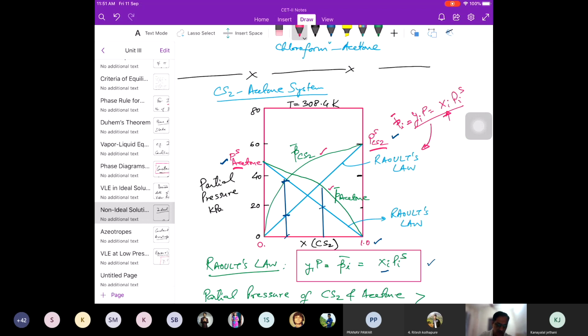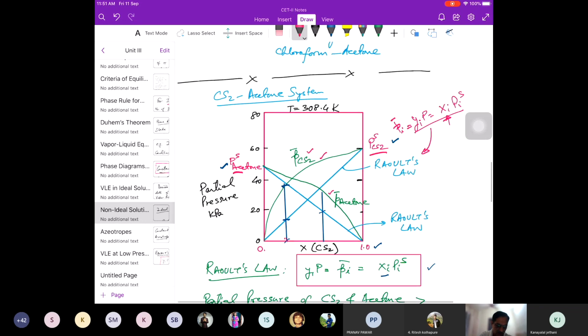But the actual partial pressure, this is what is the actual partial pressure, is more than the value given by Raoult's law. So if I take any vertical line, the value given by Raoult's law is this one, and the value found by experiment is this one. So the experimental value is more than the value calculated by Raoult's law. So that is positive deviation from ideality. Is this clear?